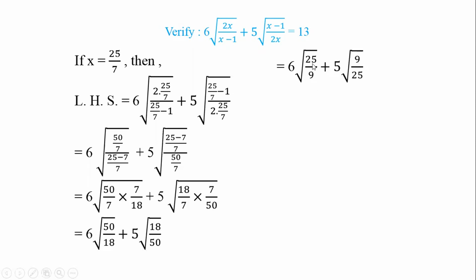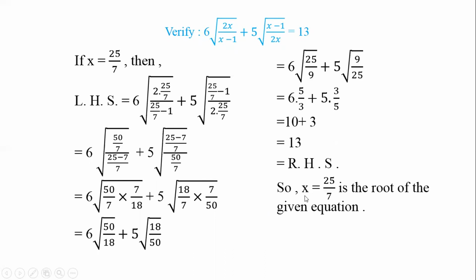As you know, square root of 25 by 9 equal to 5 by 3, and square root of 9 by 25 equal to 3 by 5. So here we get 10 plus 3, that means 13 equal to the right hand side. So x equal to 25 by 7 is a root of the given equation.